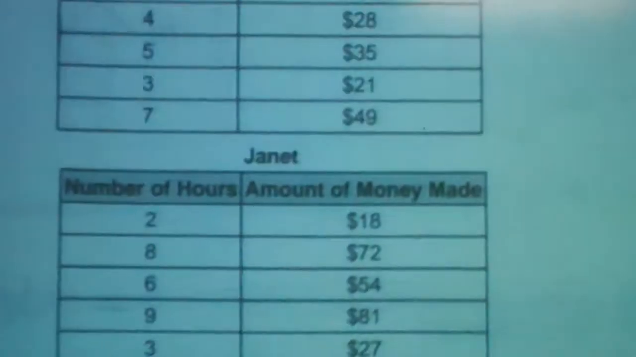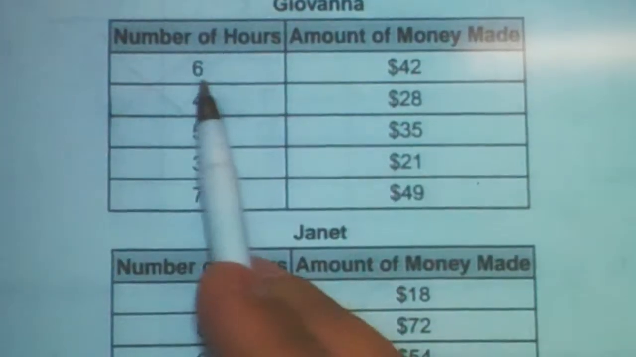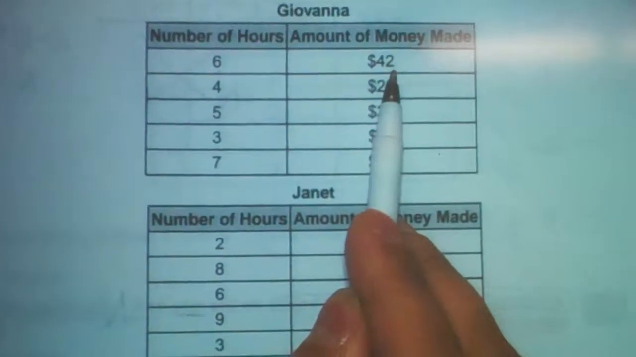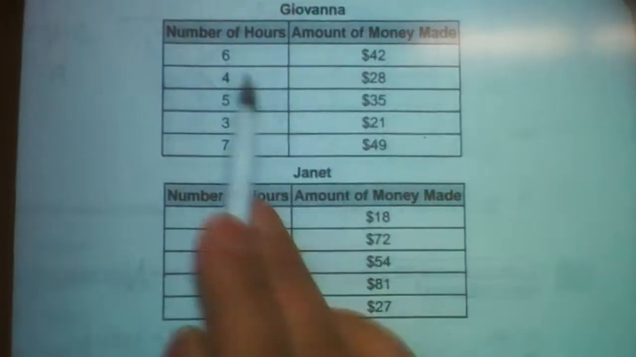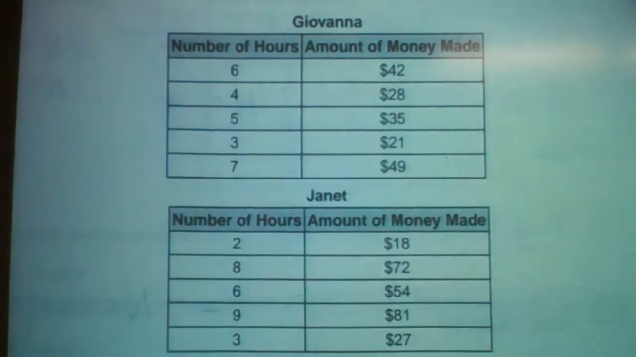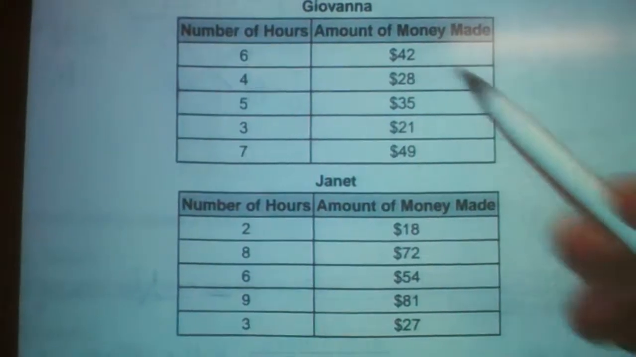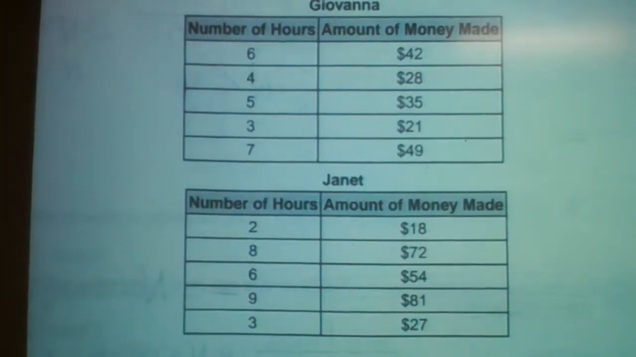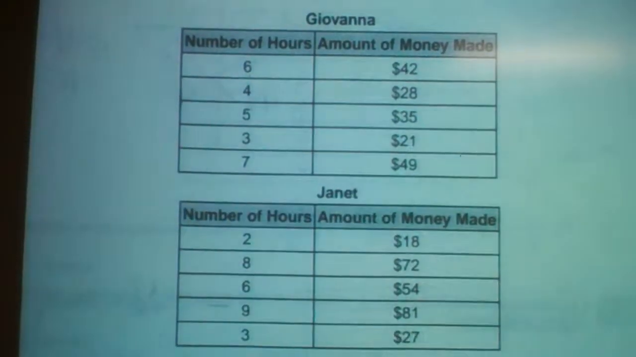So before I even look at the answer choices, I'm seeing two graphs, one for Giovanna and one for Janet. It looks like in 6 hours she made $42, and then it tells all these different hours and how much money she made. I know some of you already see a connection between these two, but one thing I notice every time I look at a ratio table, I try to see if I can reduce and put these in simplest form. I see 6 to 42. None of these are in simplest form.